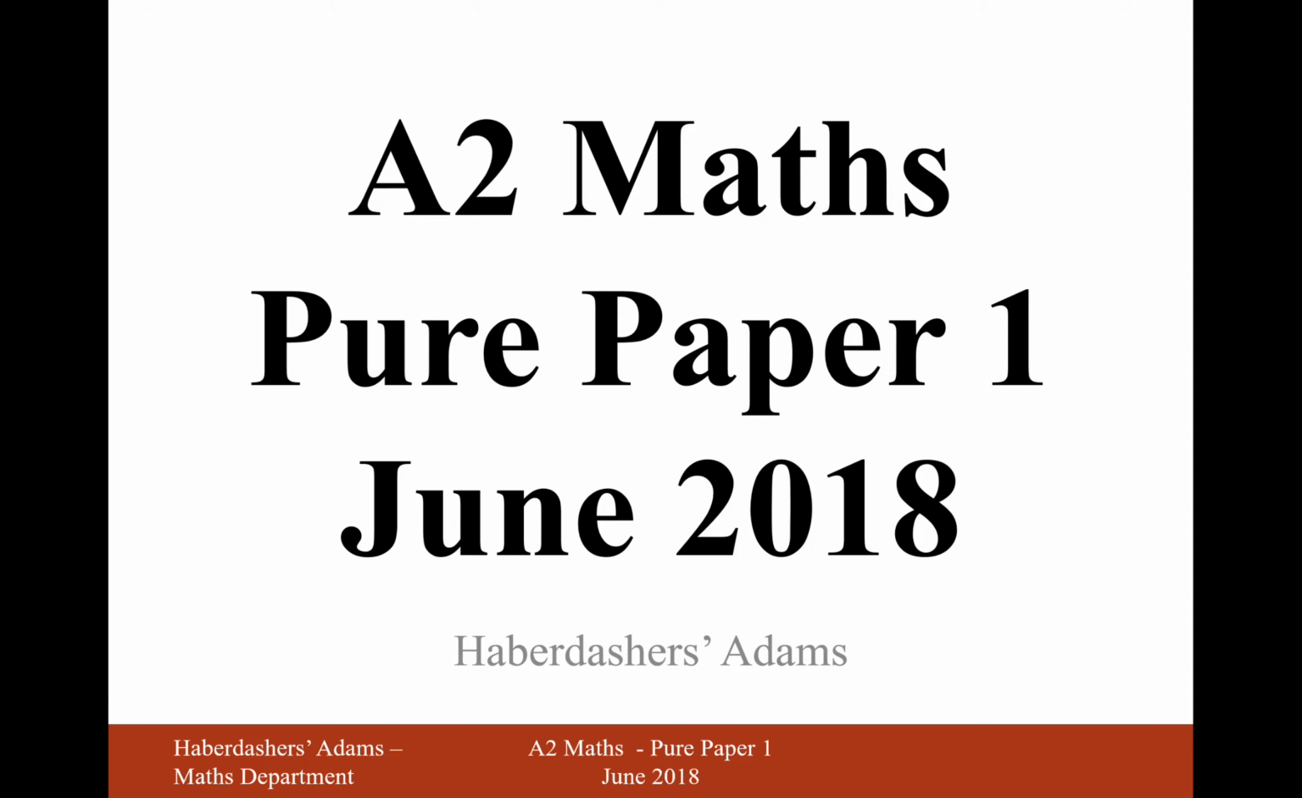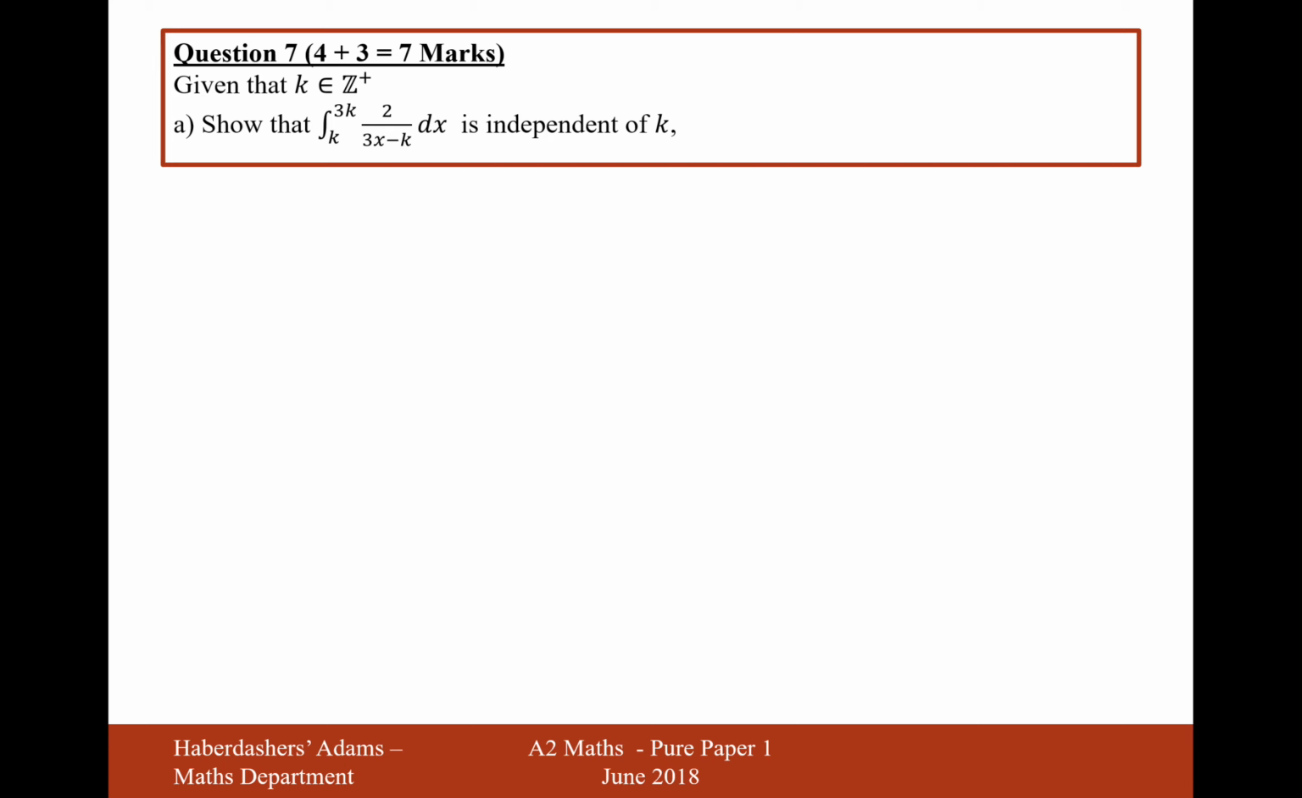Hello there and welcome to A2 Maths from June 2018, and here we're looking at paper 1, question 7 and integration questions. So for 4 marks then, given that k is a positive integer, that means a positive whole number, show that the integral from 3k down to k of 2 over 3x minus k with respect to x is independent of k.